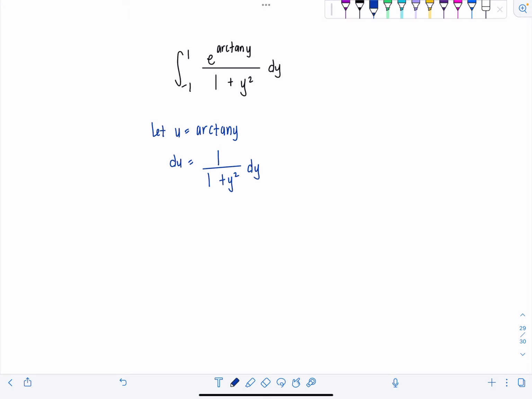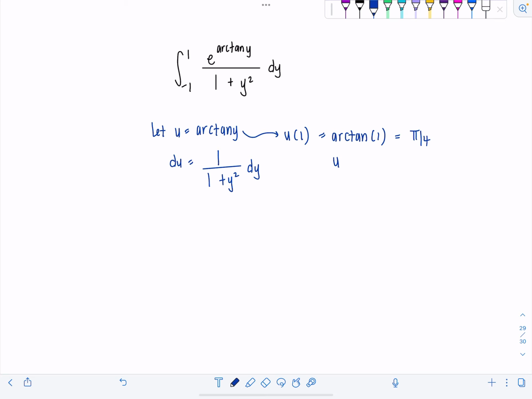And then let's make sure we switch our limits of integration to be in terms of u as well. How to do that? You substitute them in for y right here. So u of the upper limit 1 is equal to arctan of 1, the same thing as tan inverse of 1. When is tangent equal to 1? At pi over 4.